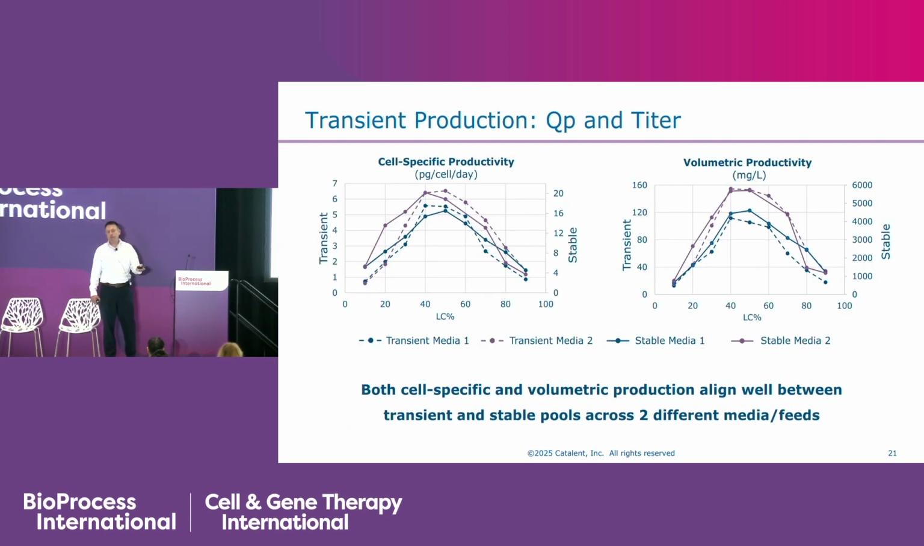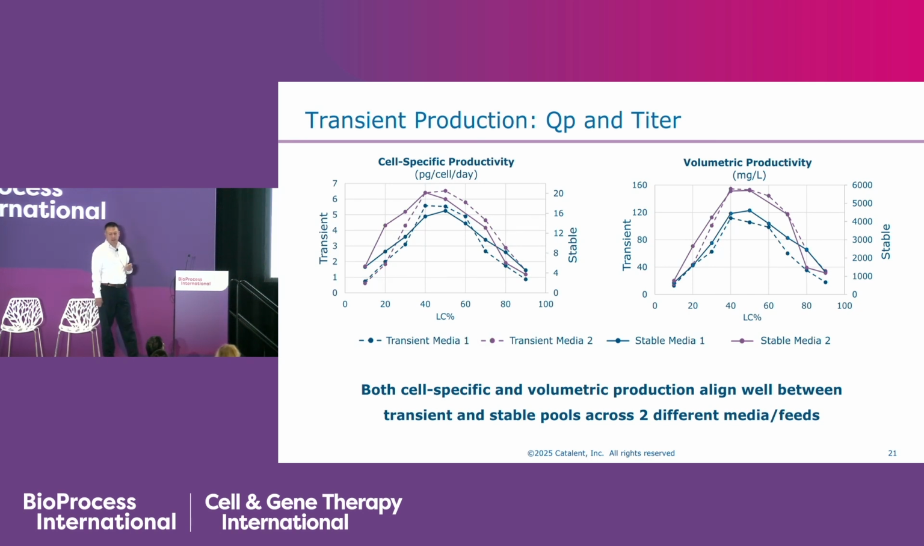So in terms of product quality, or of titer with our transient system, can we use that to predict which pool is going to give us the best titer? I'm showing here two different medias. The left-hand side of the graph is the transient expression, cell-specific productivity, the same range of pools here for the percent light chain at transfection.